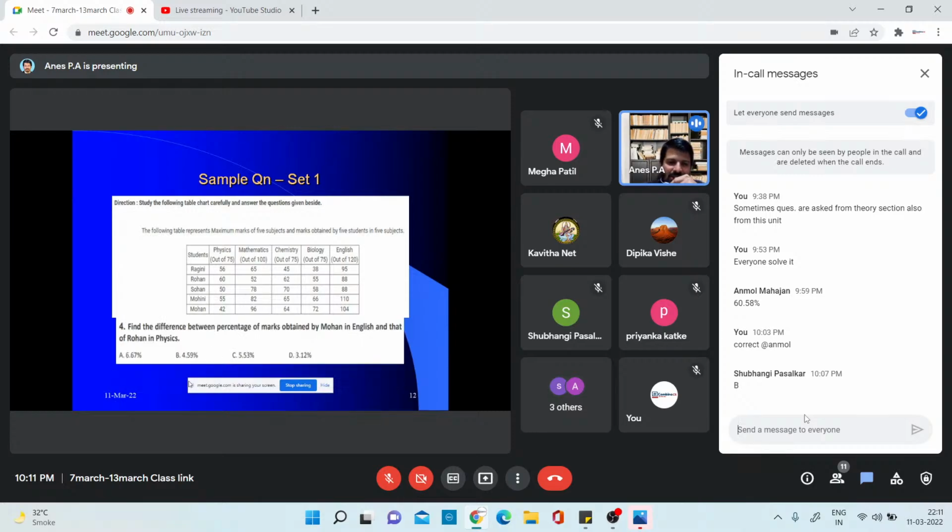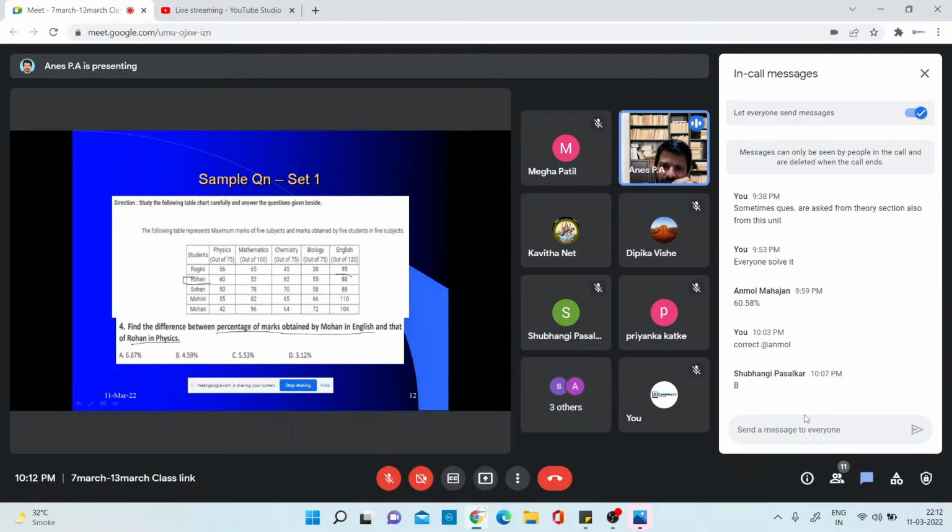So the next question is, find the difference between the percentage of marks obtained by Mohan in English and that of Rohan in physics. How to do it? Find the difference between the percentage of marks obtained by Mohan in English and that of Rohan in physics. In this case, what can we do? We first need to find the percentage of marks obtained by Mohan in English. We can find it.